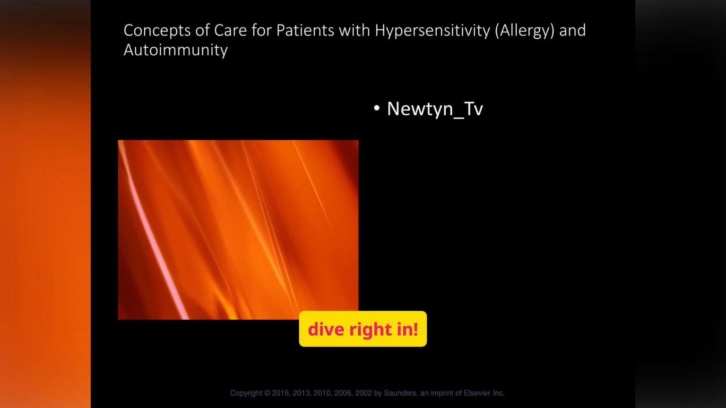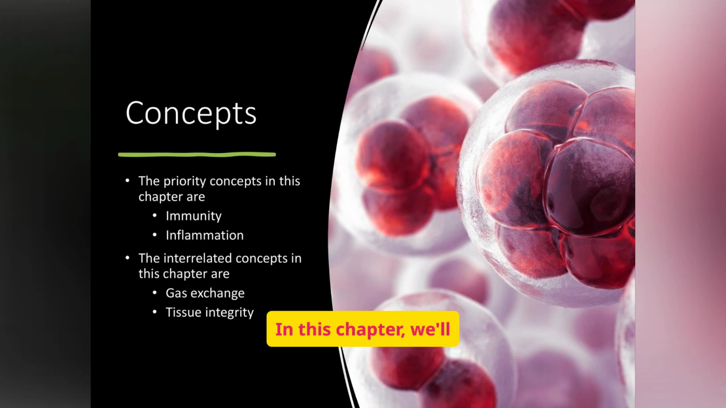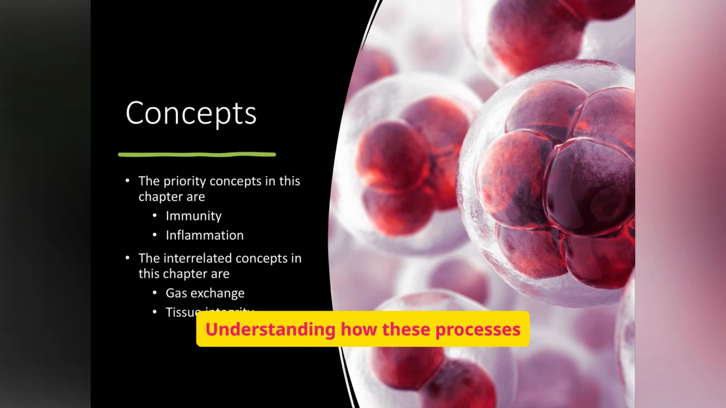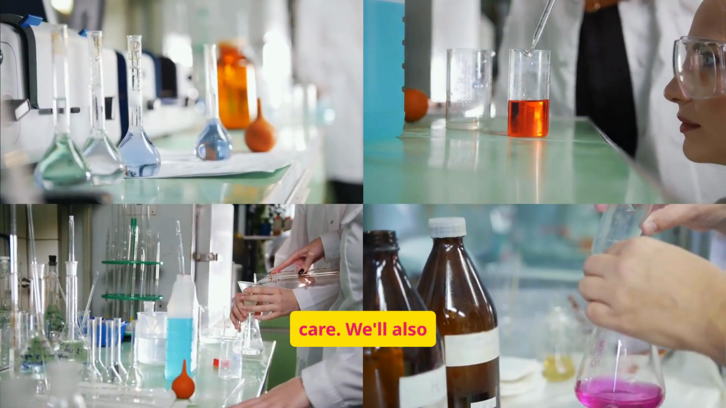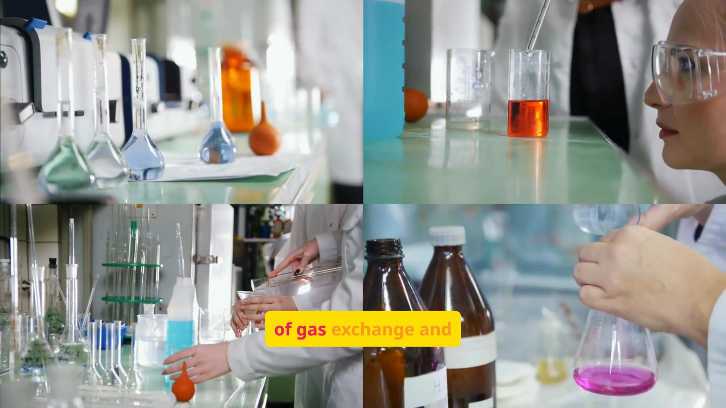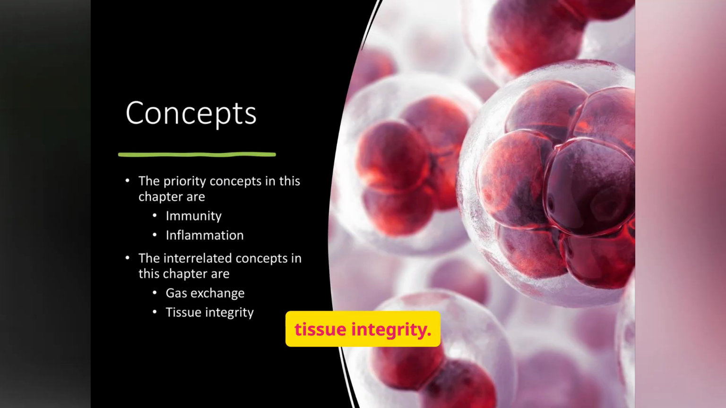Let's dive right in. In this chapter, we'll focus on two key concepts: immunity and inflammation. Understanding how these processes work and sometimes don't work is crucial for providing effective care. We'll also explore the interrelated concepts of gas exchange and tissue integrity.